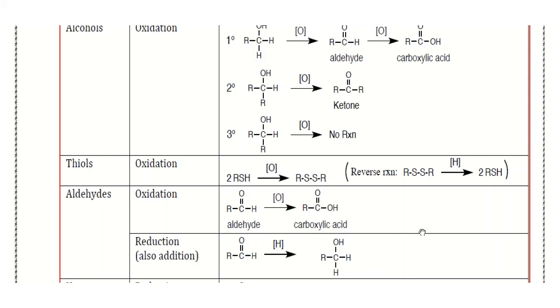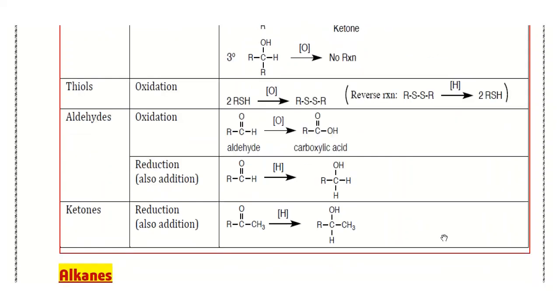Reduction is basically the reverse of the oxidation reaction. For example, if we cause a reduction reaction, it will form the reverse product. If a ketone, this is the ketone, undergoes reduction, it will form the secondary alcohol, because secondary alcohols generally undergo oxidation to form the ketone. And when a ketone undergoes reduction, it can form the secondary alcohol.